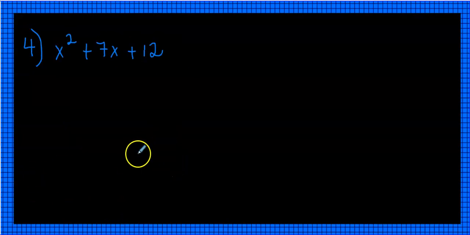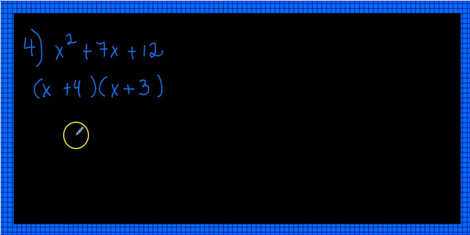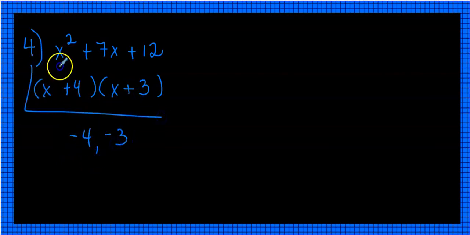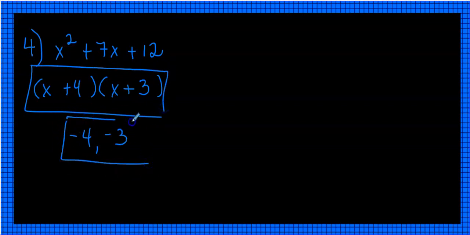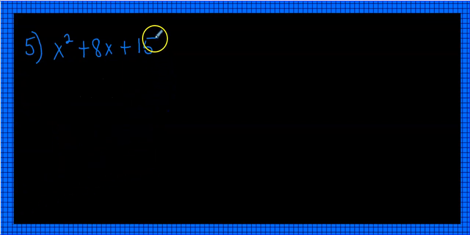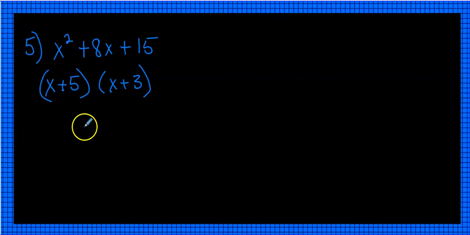Okay, number 4. Same thing, a value is 1. 4 times 3 is 12. 4 plus 3 is 7. So this is going to be x plus 4, x plus 3. So I have two x-intercepts. One is at -4 and one is at -3. This is the factored form. These are the roots. All right, 5 times 3 is 15 and 5 plus 3 is 8. So this one's going to be x plus 5 and x plus 3. So my zeros are at -5 and -3.